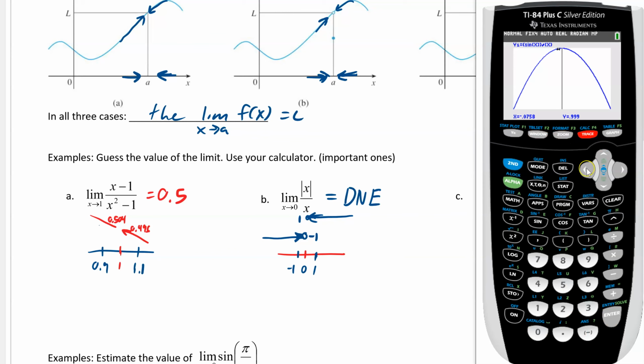I'm going to hit trace. And you can come in from the left, and you can see we're approaching 0.998, so it's 1. Coming in from the right, we're also approaching 1. So from the left and the right, it's 1.